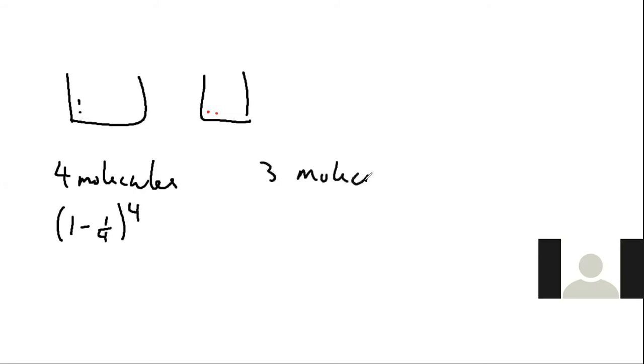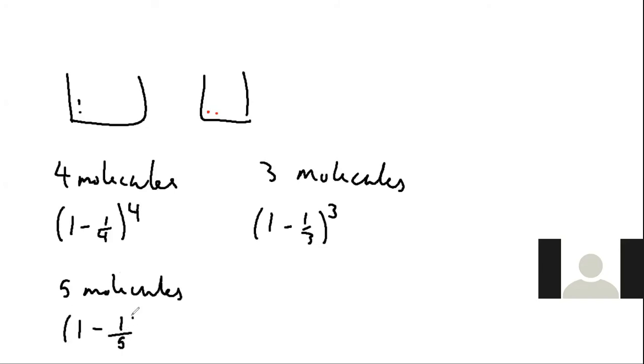Or maybe I'm jumping too high up. Let's see what pattern we have here. Let me do it more carefully. So if I had 4 molecules, the number we obtain is 1 minus 1/4 to the power of 4. With 3 molecules, it's 1 minus 1/3 to the power of 3. That it's one of the water molecules, right? Yes. So with 5 molecules, we expect the number to be 1 minus 1/5 to the power of 5.